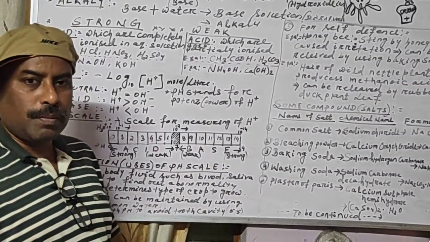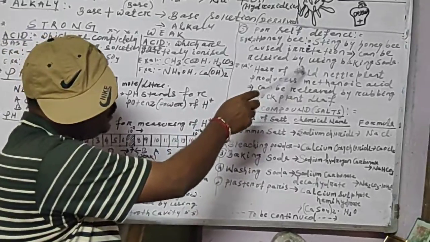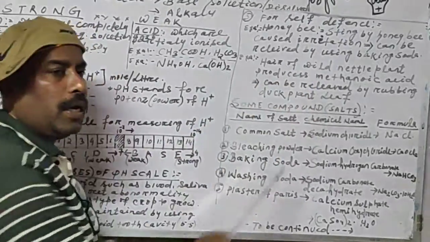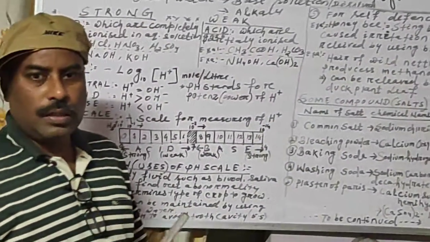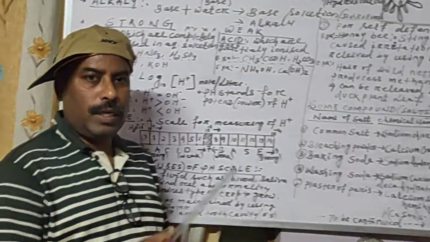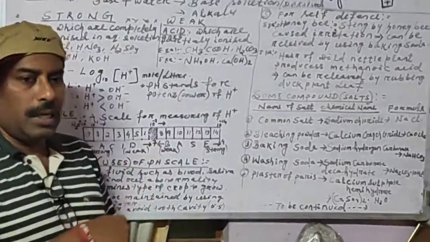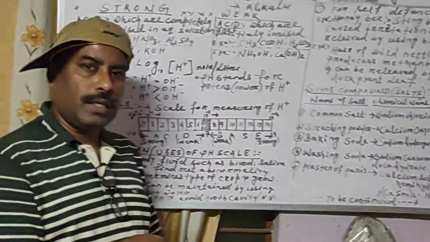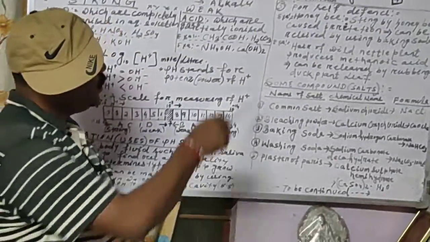To recover from this problem, we generally use some baking soda present in our house. This baking soda is a mild base. When it comes in contact with the acidic part, it neutralizes it and we recover. So these are all examples.